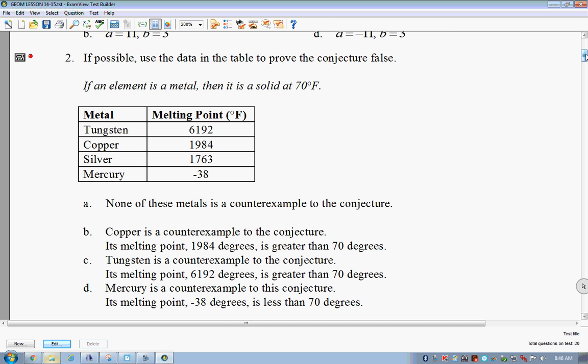We would see that true with copper and silver. Both of those are still solid at 70 degrees, but mercury melts at negative 38 degrees Fahrenheit. So is it solid at 70 degrees Fahrenheit? No. It's already turned to liquid. It turned to liquid a long time ago. So D is your answer.